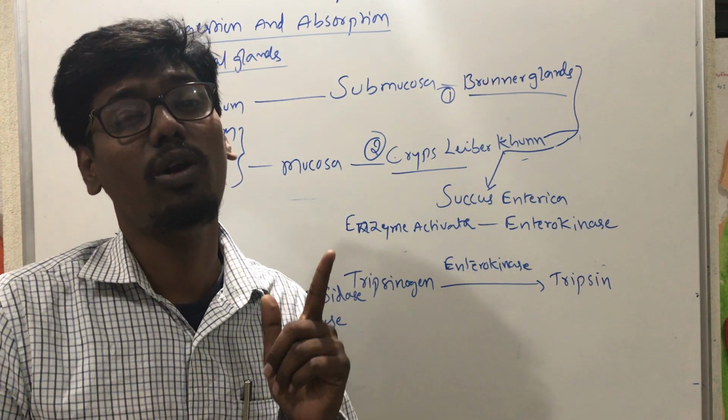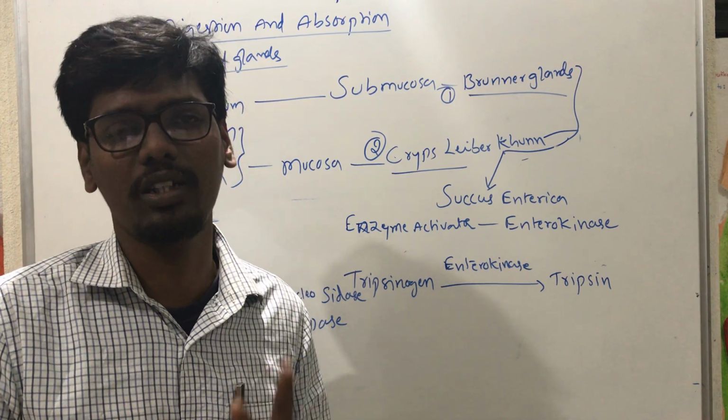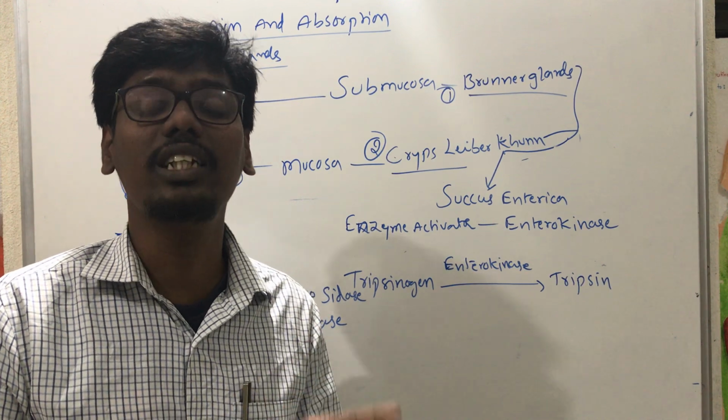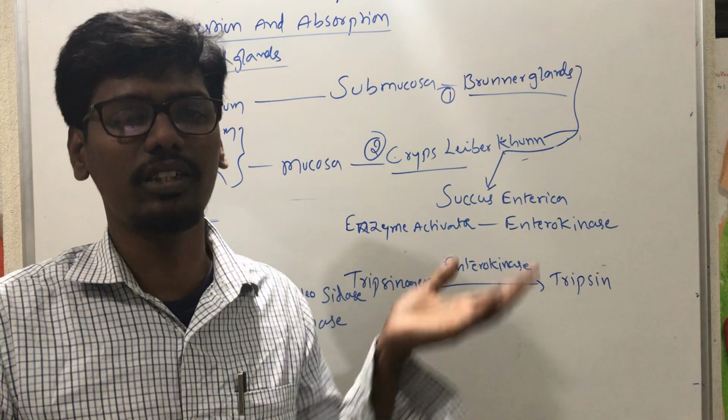Next, coming to the pyloric region. G cells are present in the pyloric region. G cells means gastrin cells. Gastrin cells release the hormone gastrin. That gastrin hormone stimulates all the gastric glands in our stomach.